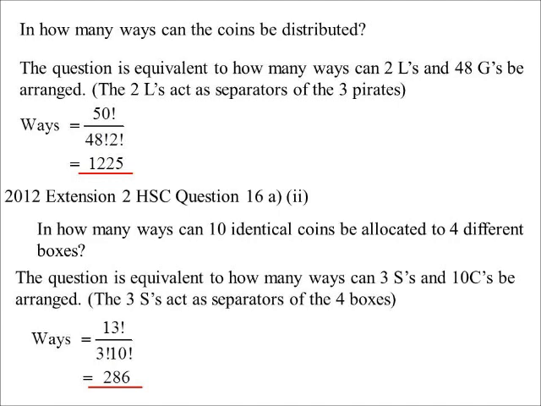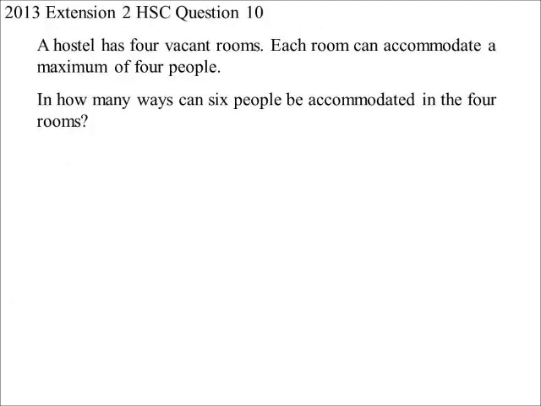Now, as I say, that was an extension 2 level question. It's interesting that only 1% of the state got it right. That's the level of difficulty of that question. 1% of extension 2 students, so we're talking the very best students, got it right. But you know what's even more amazing? We then get to this one. Also an extension 2 question. A hostel has 4 vacant rooms. Each room can accommodate a maximum of 4 people. How many ways can 6 people be accommodated in the 4 rooms?